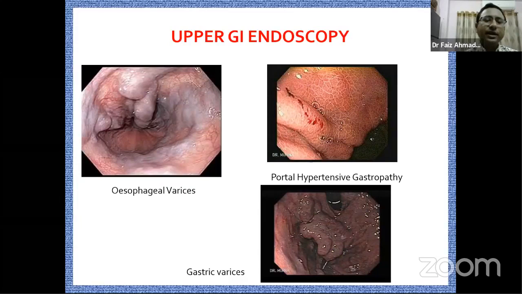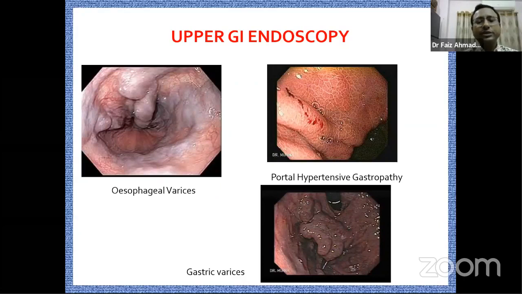You can see the dilated, tortuous, bluish veins at the lower part of the esophagus in upper GI endoscopy. This is called esophageal varices, multiple columns, and when these varices rupture, they lead to catastrophic bleeding, hematemesis, and melena, which can sometimes be fatal and can even take the life of the patient.